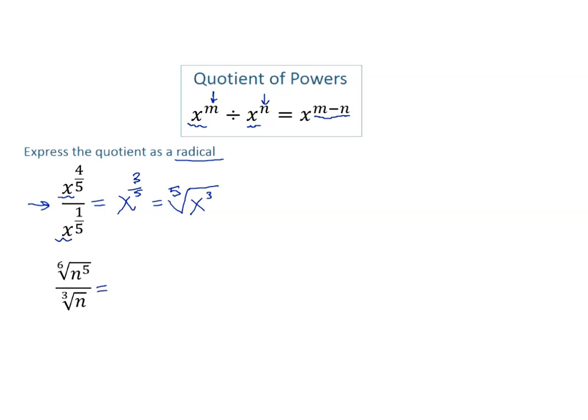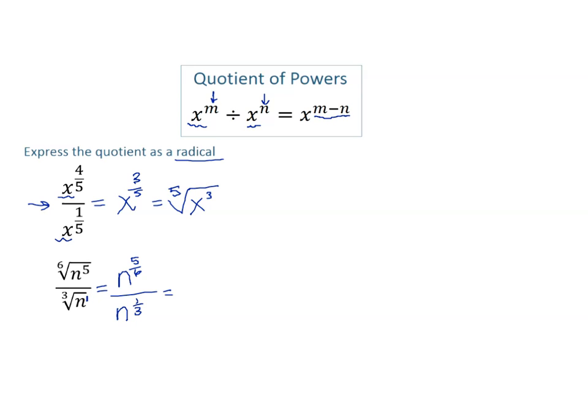All right, so in order to use the quotient of powers rule with this next one, I'm going to have to begin by writing them both exponentially. So the top, the numerator, where I have the 6th root of n to the 5th, is going to become n to the 5/6. On the bottom, remember when you don't have an exponent inside, you really do, it's a 1, we just don't write it. So the bottom becomes n to the 1/3.